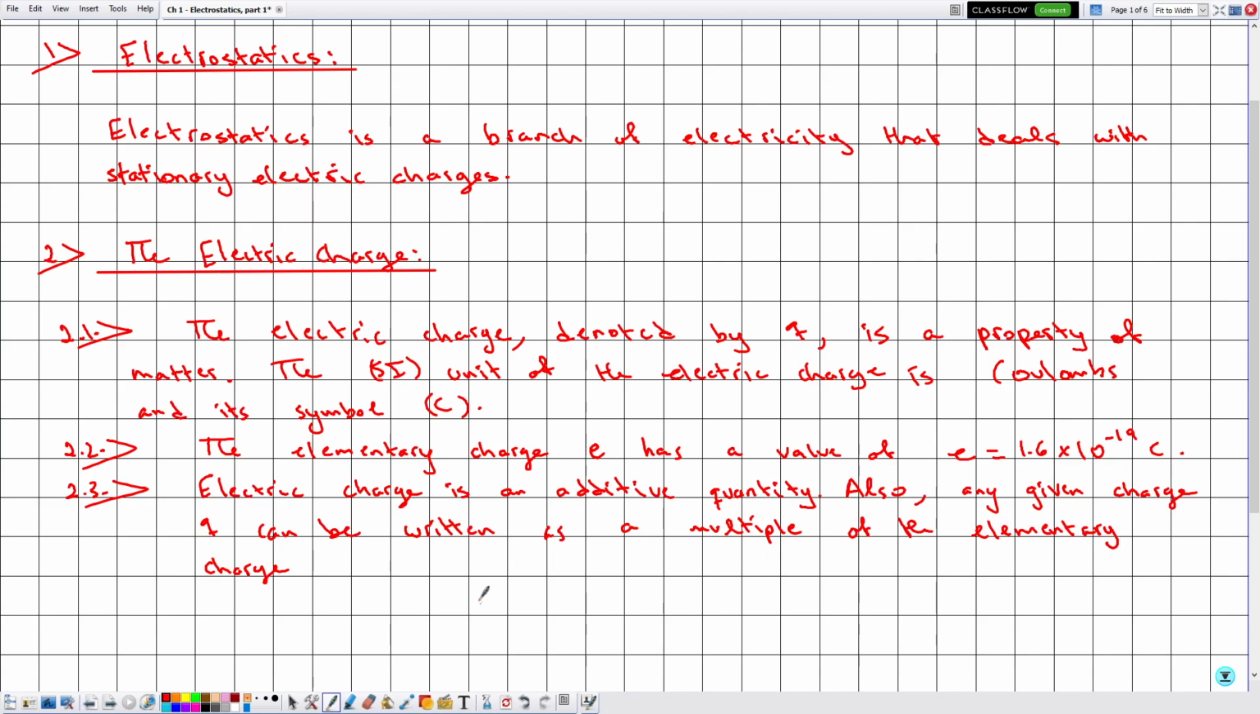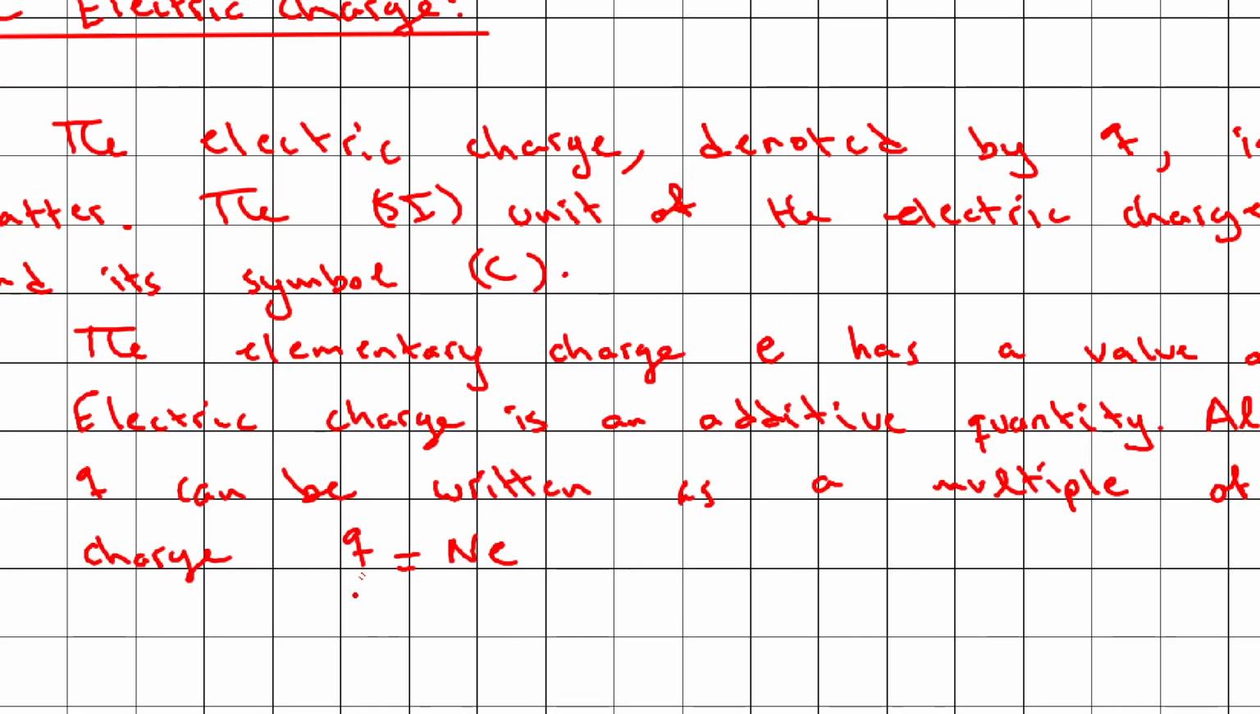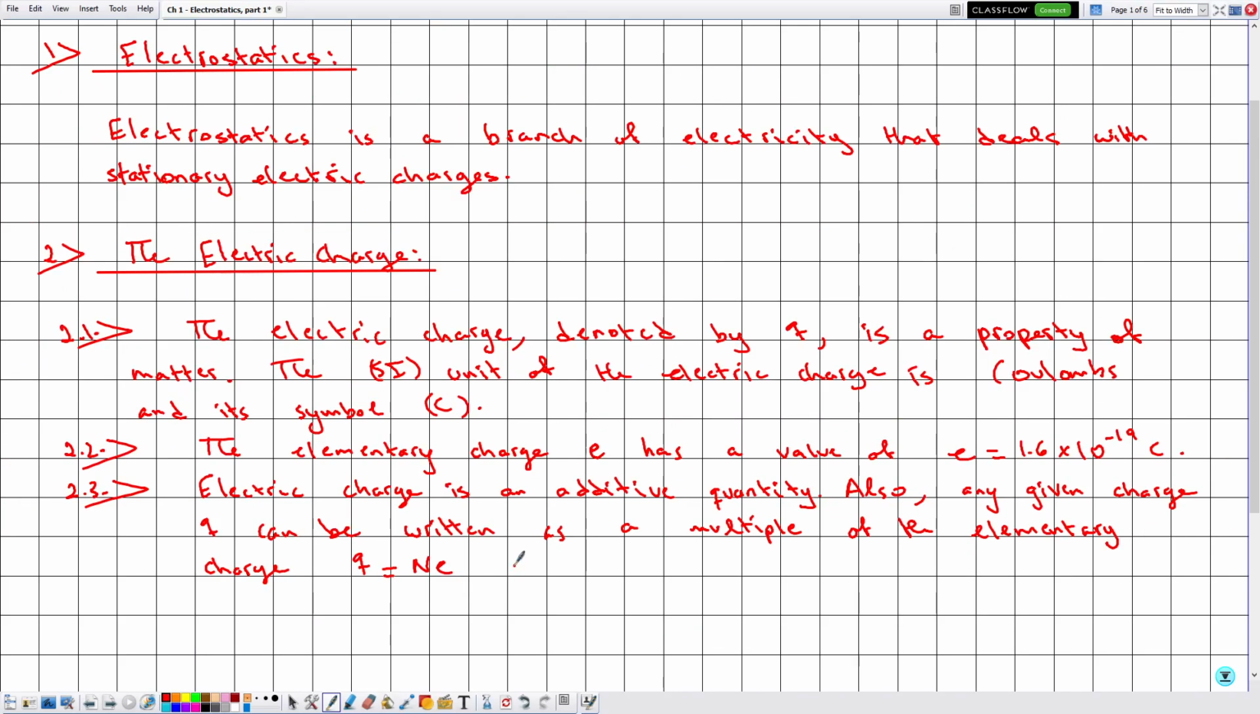In other words, this can be formulated as follows: q is equal to n multiplied by e. This is the first equation that we're going to visit in this chapter. Now we know that q is the charge of the material that we're discussing and e is the elementary charge. And in this case, n is an integer number.